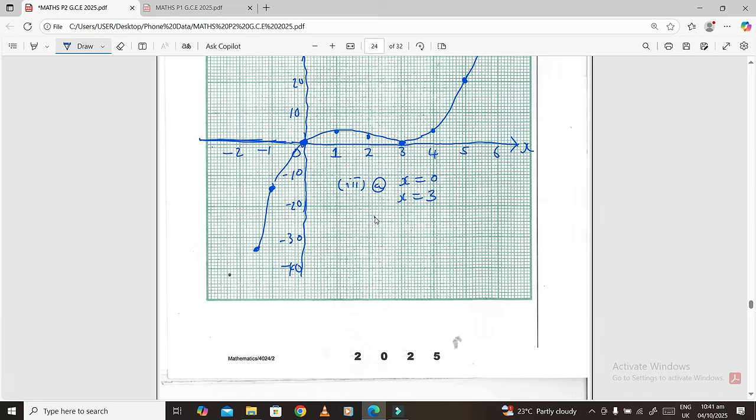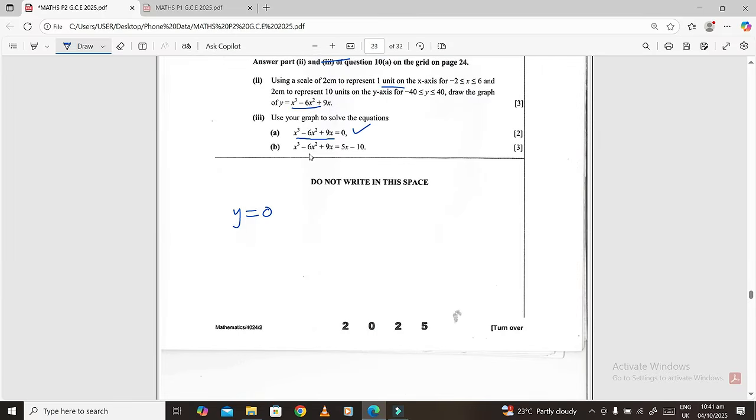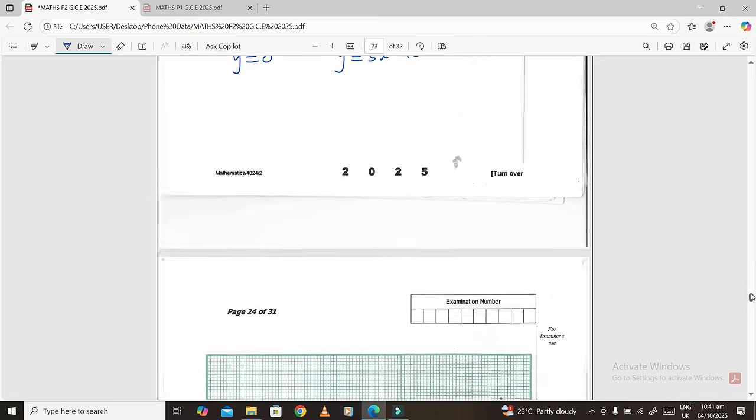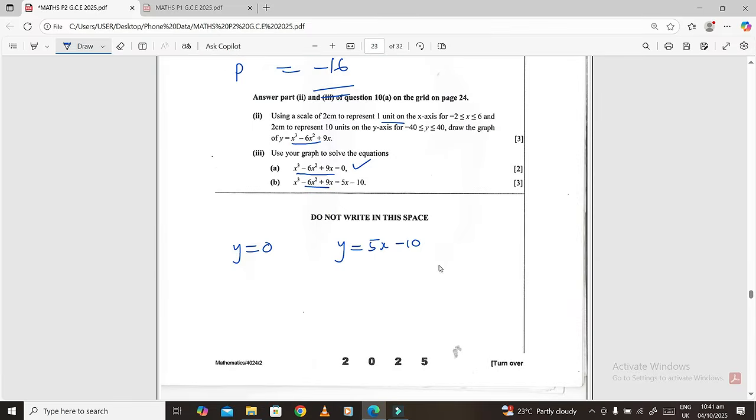For b, you can see also this looks like the original. So I'm going to say y is equal to what is on the right hand side. That's 5x minus 10. So we need to graph 5x minus 10. And in graphing 5x minus 10, we can come up with the table. Okay? With just maybe 3 coordinates or 2, it's fine.